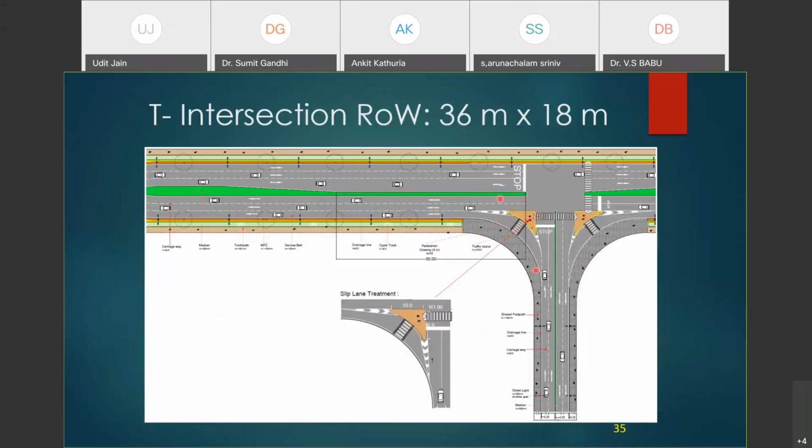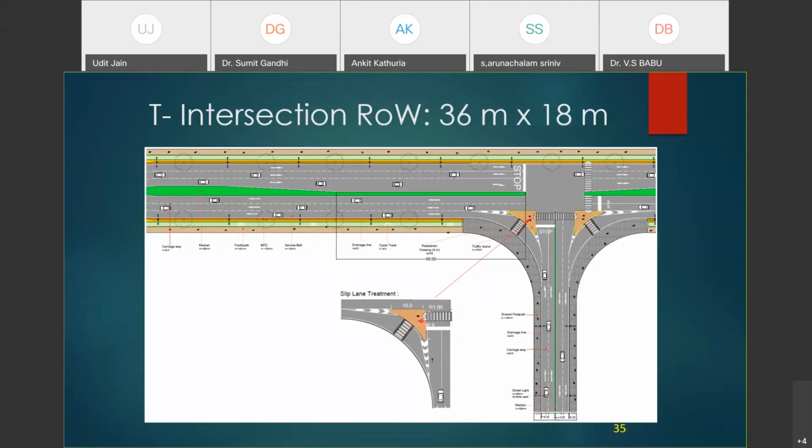Another zoomed version of this design is to show you the channelizer island and the zebra crossing. Again, you can see here, the chevron markings have been placed across the island marker and the zebra crossing. Again, there is no grade that has to be changed by the pedestrian. If there is a grade change, you can see there is a small ramp, so that there is no mounting and dismounting that takes place.